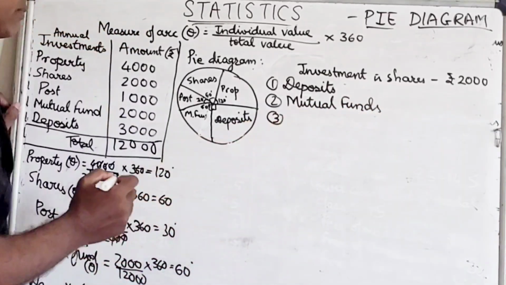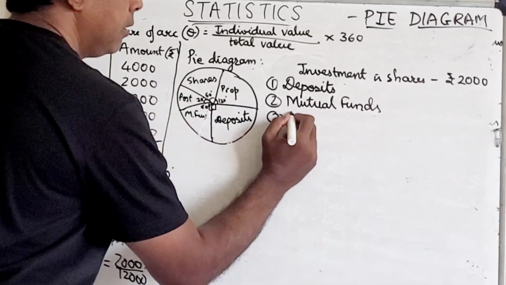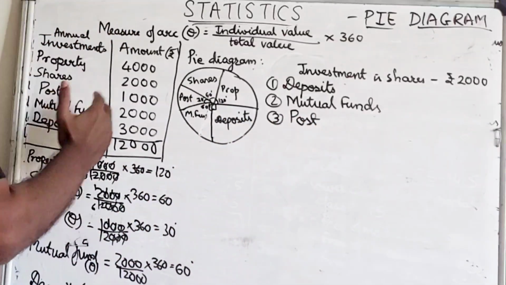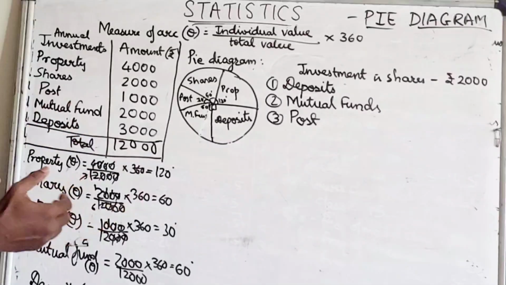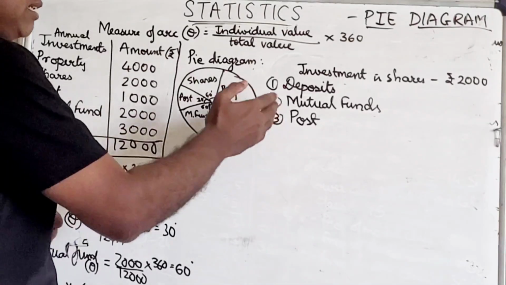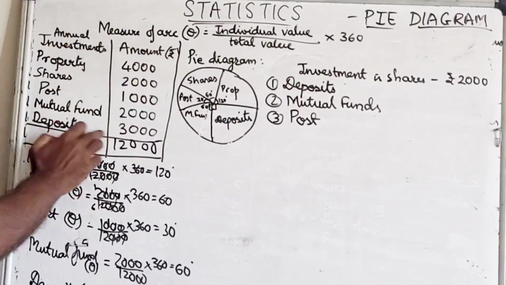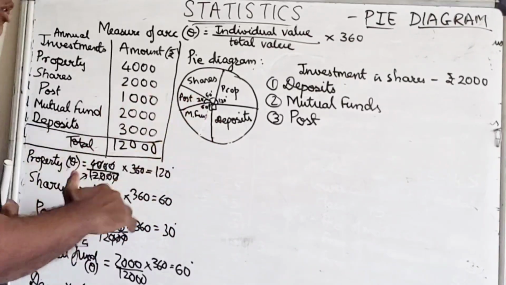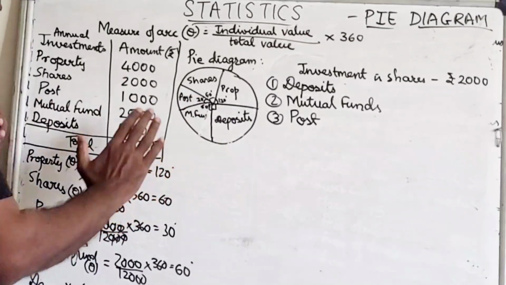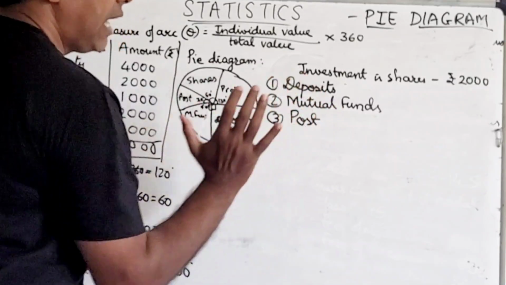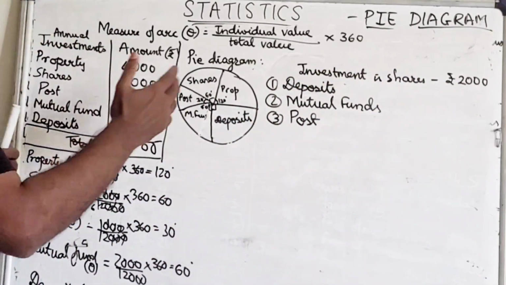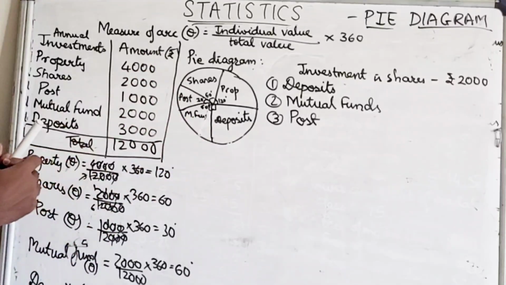Third, how much you have invested in post. So as I'm continuing with this sum, normal common sense will tell you, as this is the sum, so deposits, you already know that answer is going to come 3,000. But in the case of exams, they will not give you all these things. They will just give you this pie diagram and they will give you this value, investment in shares is 2,000, find out the deposits. Pie diagram is already drawn.